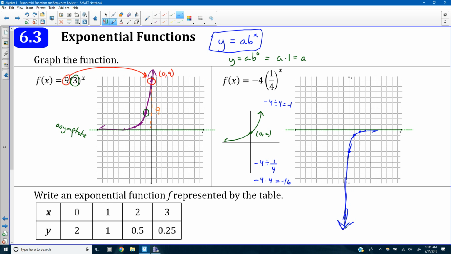Notice how I always draw arrows because these go on forever to the right and left. This one goes forever down, but it goes up only until it gets closer and closer to 0, never actually reaching it. So I'll just say up until 0. This goes up forever and down until 0. But it does go forever left, and this one does go forever right.